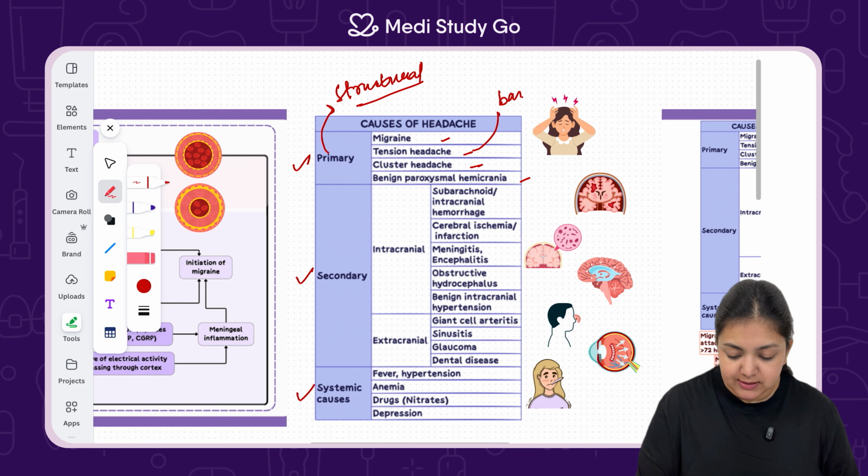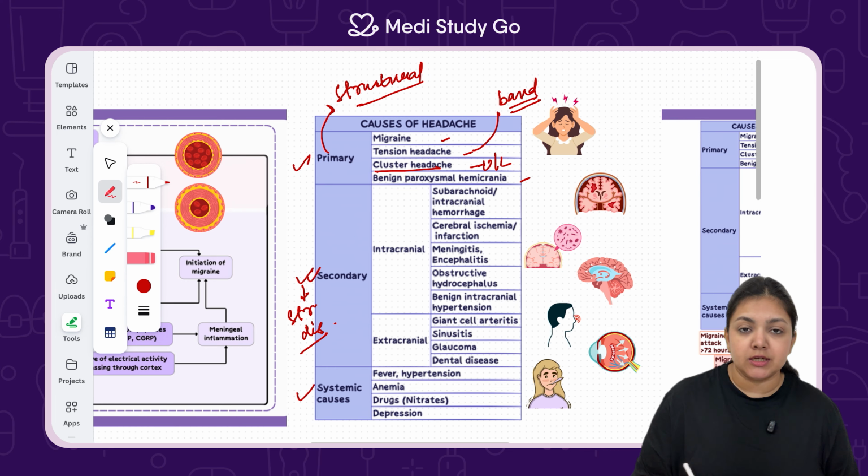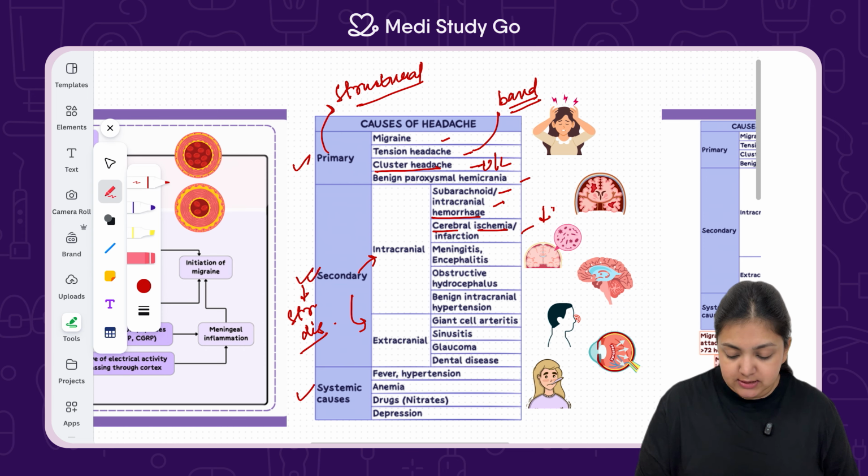Tension headache is where the patient feels like a band-like headache all over the forehead. Cluster headache is usually unilateral and periorbital in region. Coming to secondary headache, this is when there is some structural disorder or malformation or disease which is present, which is leading to headache as a manifestation, and headache is not directly happening. This can be because of intracranial causes and extracranial. Intracranial causes include hemorrhage, which can be subarachnoid and intracranial of any category. There can be cerebral ischemia, which leads to less cardiac output towards the brain, therefore causes headache. Then there can be meningitis, encephalitis, which are forms of inflammation of the meninges of the brain.